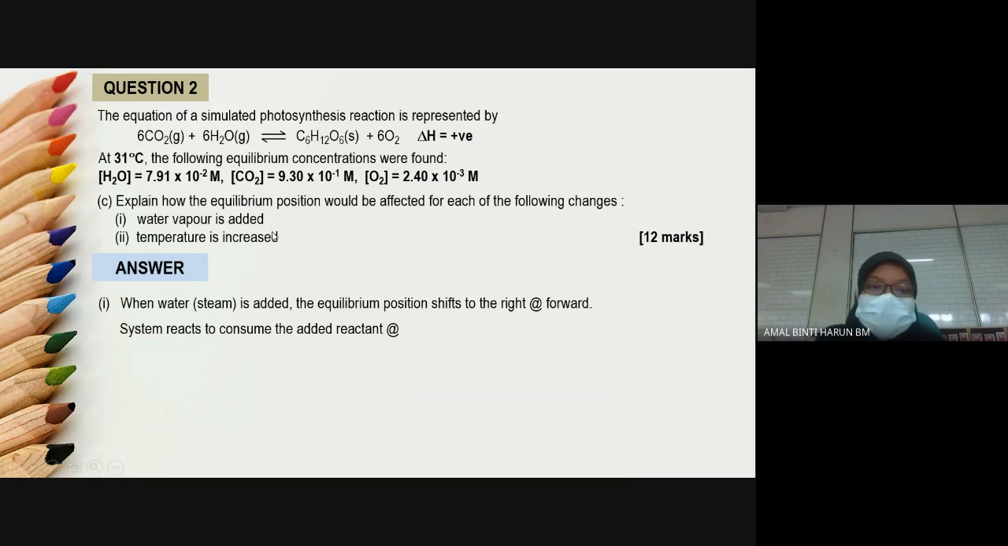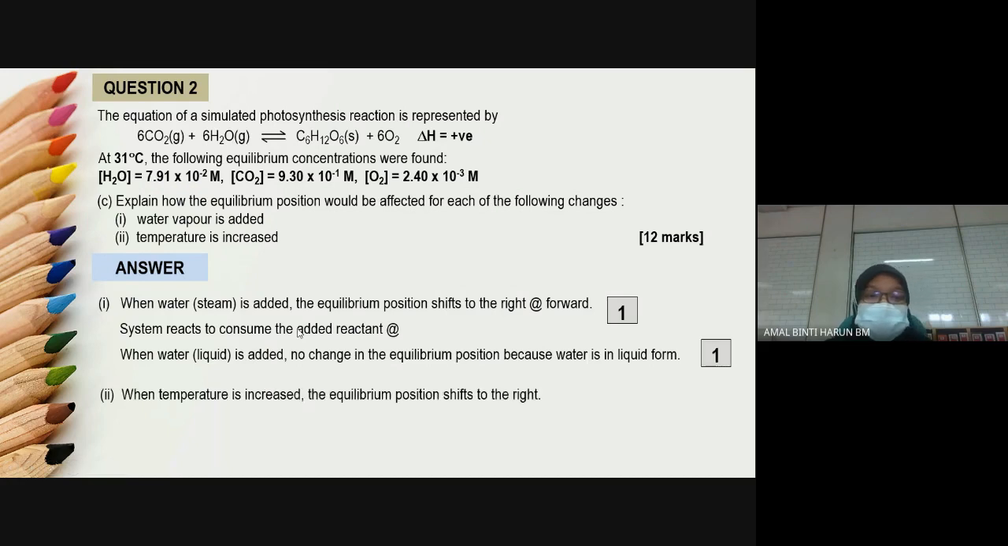So C. Explain how the equilibrium position would be affected for each of the following changes. Water vapor added, temperature increase. So kalau water vapor is added, kita telah menambahkan this one. The reactant is increased, right? So kalau you tambah reactant dekat sini, dia akan shift ke mana? Tambah reactant, shift to the right side, to the product. So it will shift to the right.